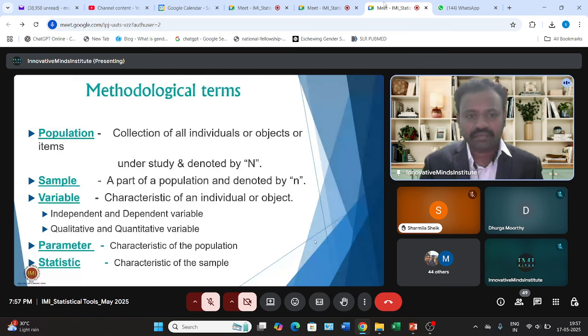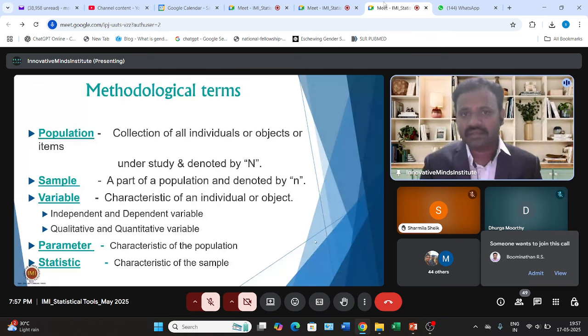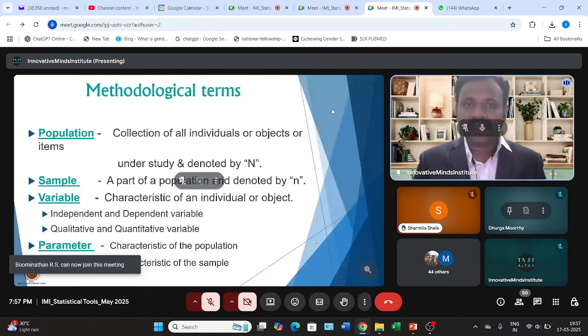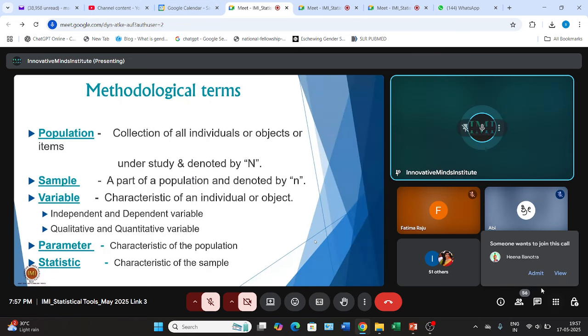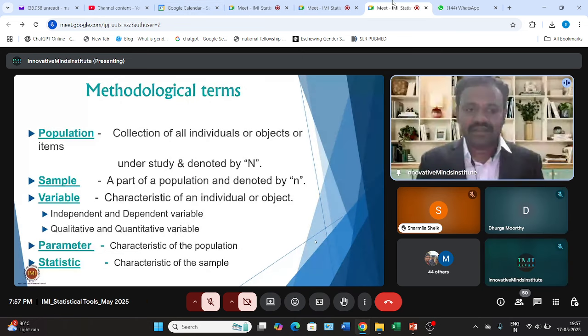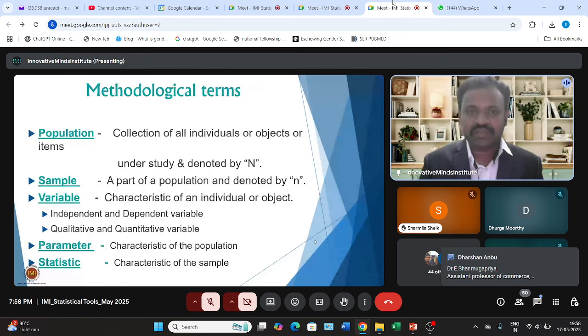Parameter. The characteristic of the population is called a parameter. Statistics. The characteristic of the sample is called a statistic. So here itself, I would like to give you a hint. Many people have a doubt. It's a brilliant question. I'm using the census method, I'm not using a sample, right? For example, my population size is 250. I have selected all the 250, but I'm using statistics and I'm using hypothesis testing.